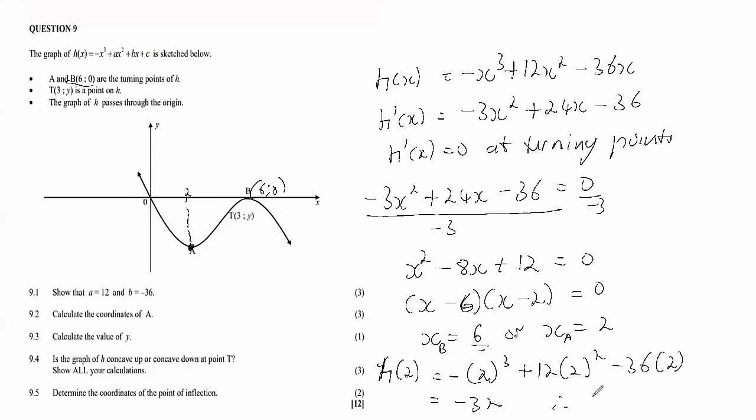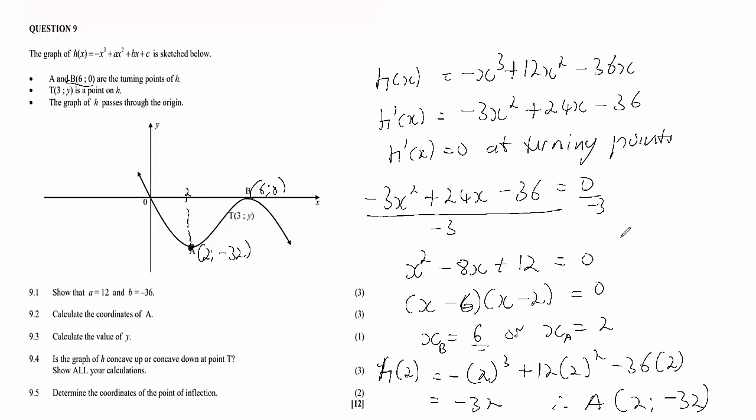So that means our coordinates for a are now 2, negative 32. And again, looking at where it is in the Cartesian plane, it kind of makes sense. So that's 2, negative 32, right? And then just like that, you have your 3 marks.